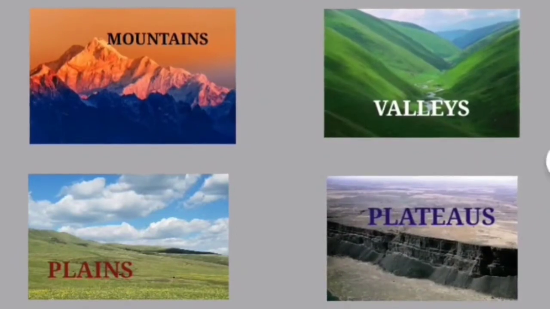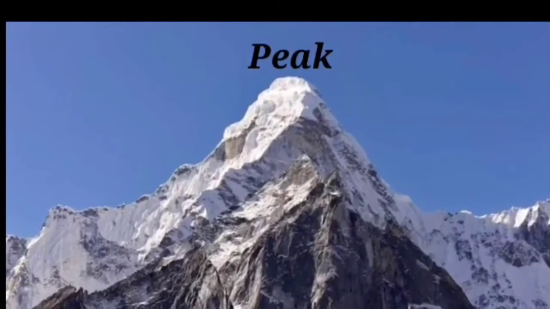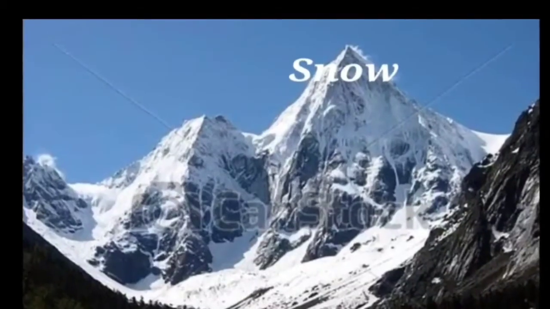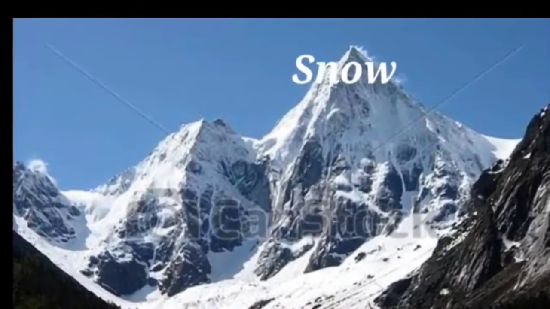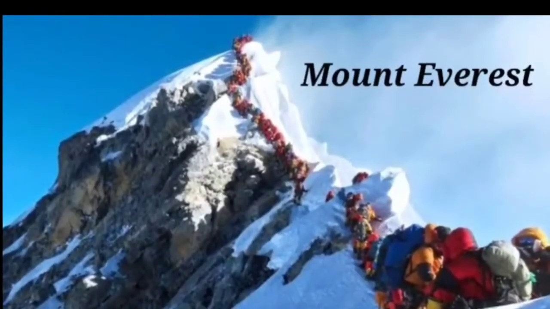Now, what are the mountains? A mountain is a landform that rises very high above the land around it. It has steep sides and a pointed top, which is called the peak. The peak of the mountains has what we call snow. The snow covers the mountain, and the tallest mountain in the world is Mount Everest.